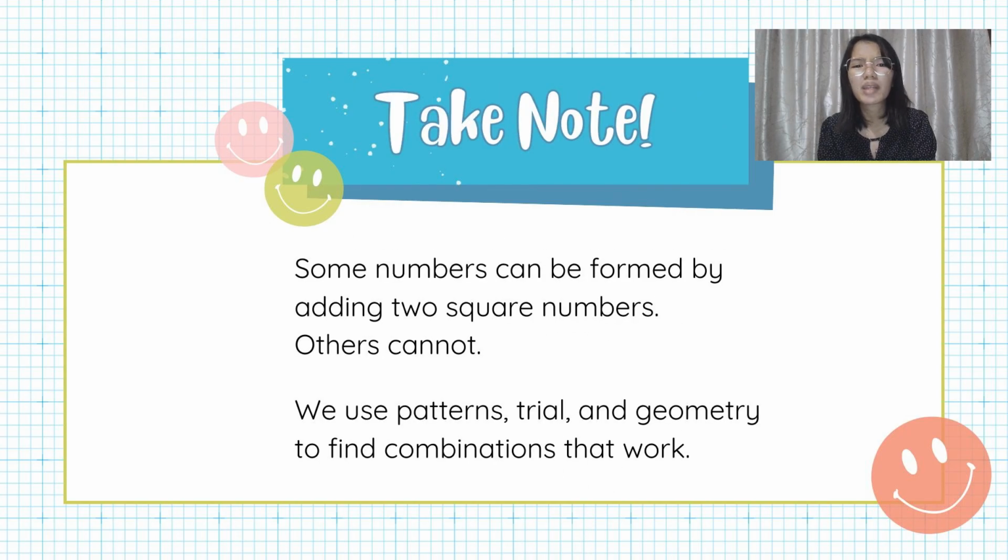So why can some numbers be written this way? Some numbers can be formed by adding two squares and some cannot. There is no magic trick, just patterns. If you can find two whole numbers whose squares add up to the target number, then that number is a sum of two squares. Today, we will focus on creating examples that do work so you can practice analyzing number patterns and building your own.